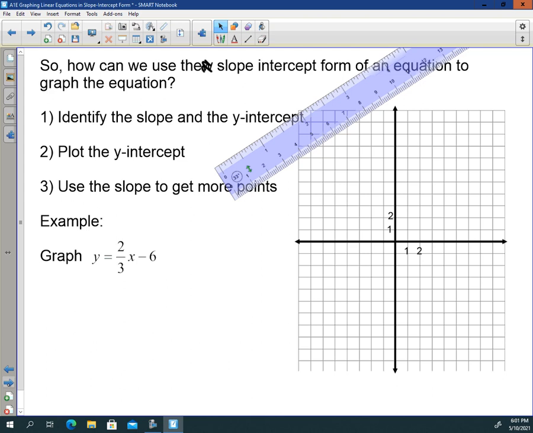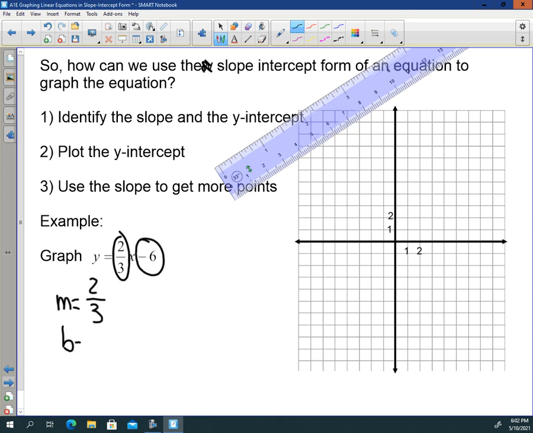So first of all, I'm going to identify the slope and the y-intercept. Well, here's the slope, m equals 2 over 3. And so I did that, and the y-intercept is negative 6. That's where it crosses the y-axis, and so I have taken care of that part. And that's exactly what we did last lesson. Now I want to plot the y-intercept, and this just means I'm going to drop a point on y equals -6 because I need to put a point where we cross the y-axis.